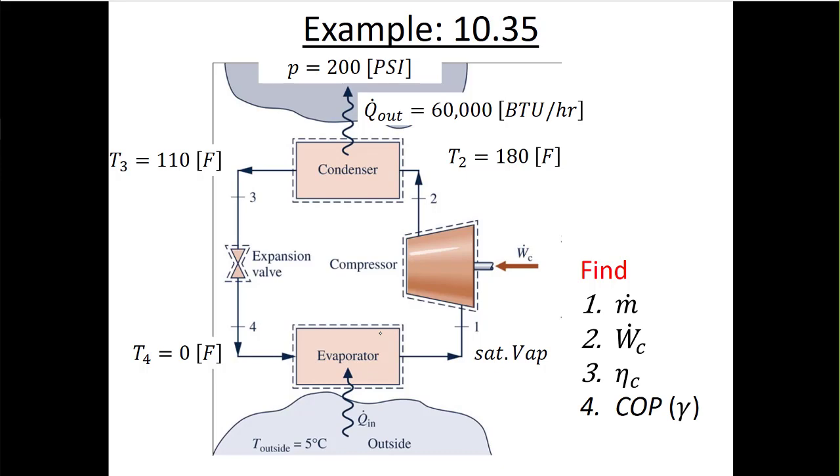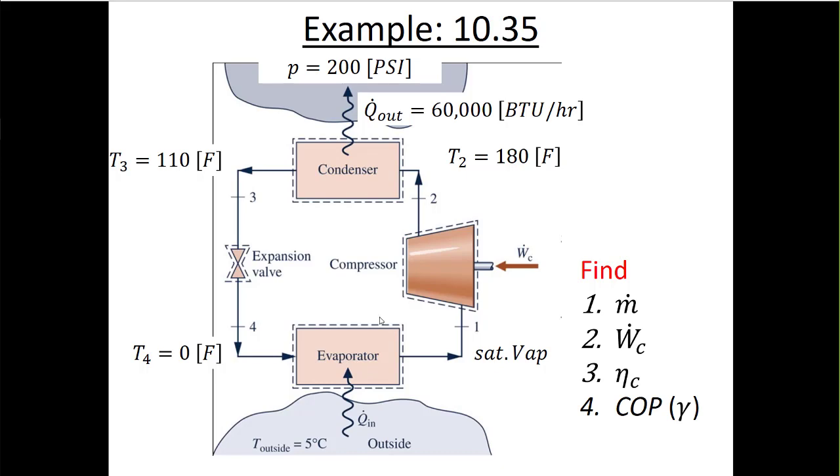We're told the heat transfer rate out. We know the temperature at state 2, the temperature at state 3, the temperature at state 4. And we know the pressure at the high side after the compressor. We're asked to find the mass flow rate, the power consumed by the compressor, then the isentropic efficiency of the compressor, and then the coefficient of performance of the system.